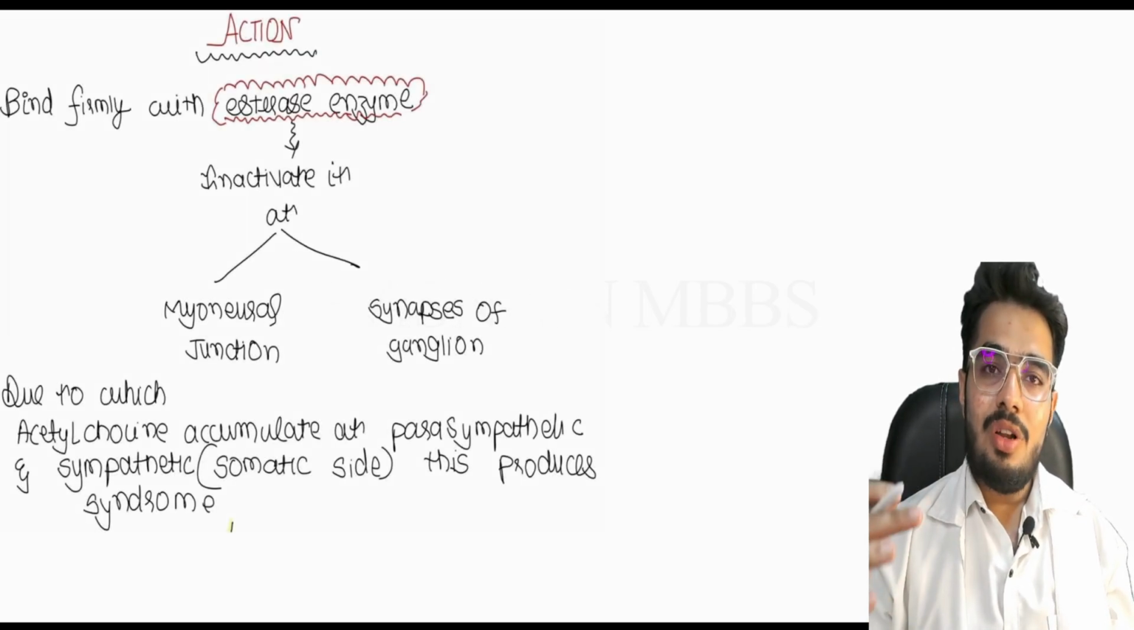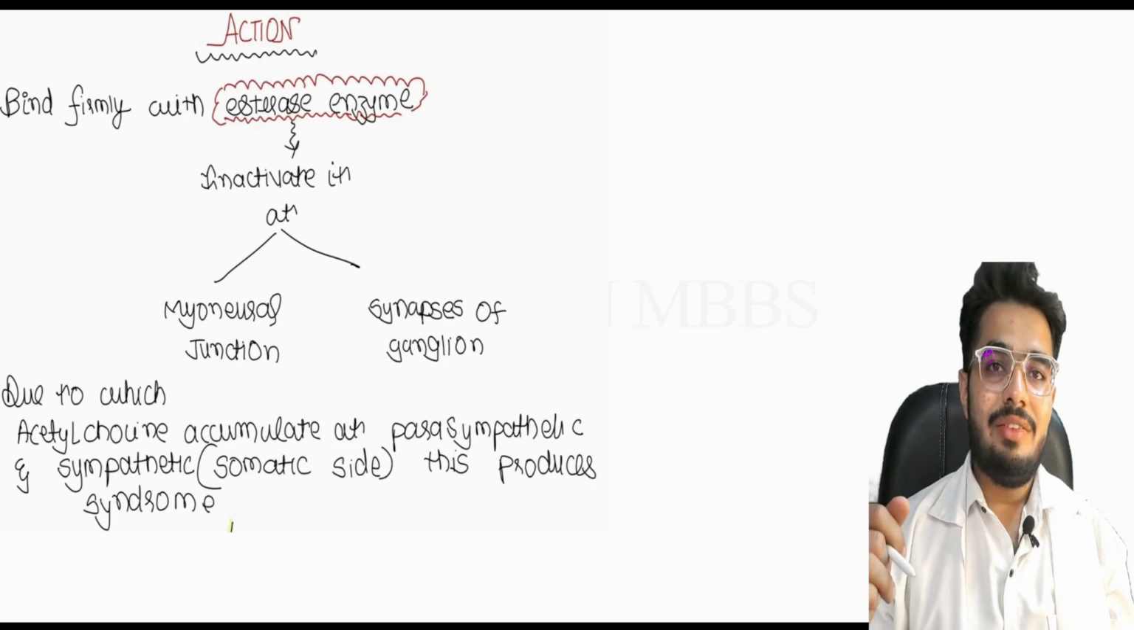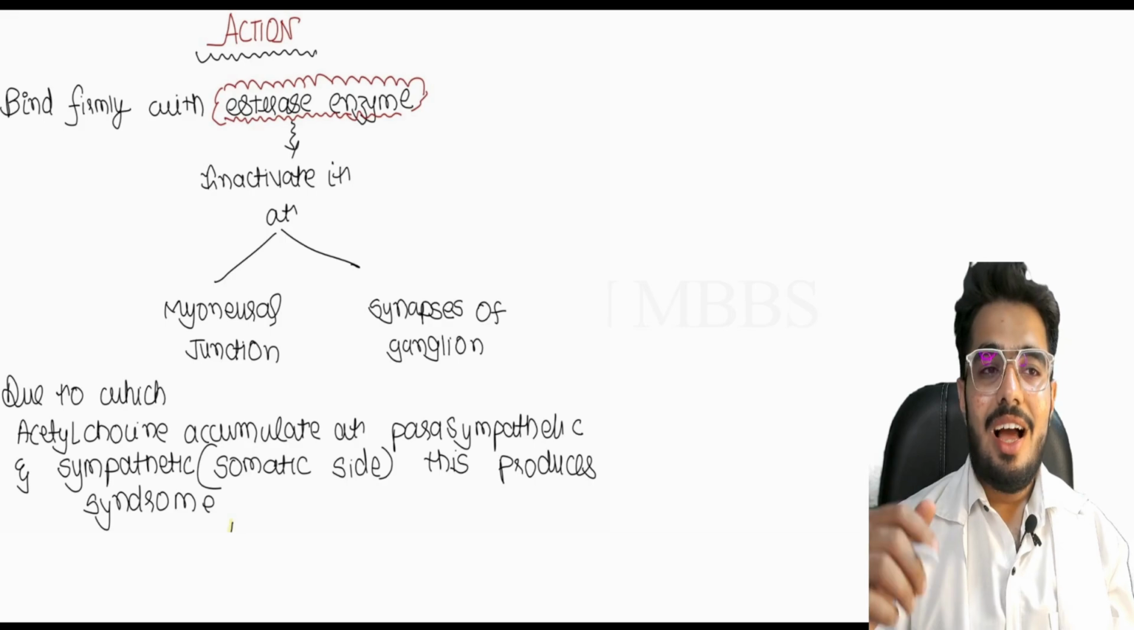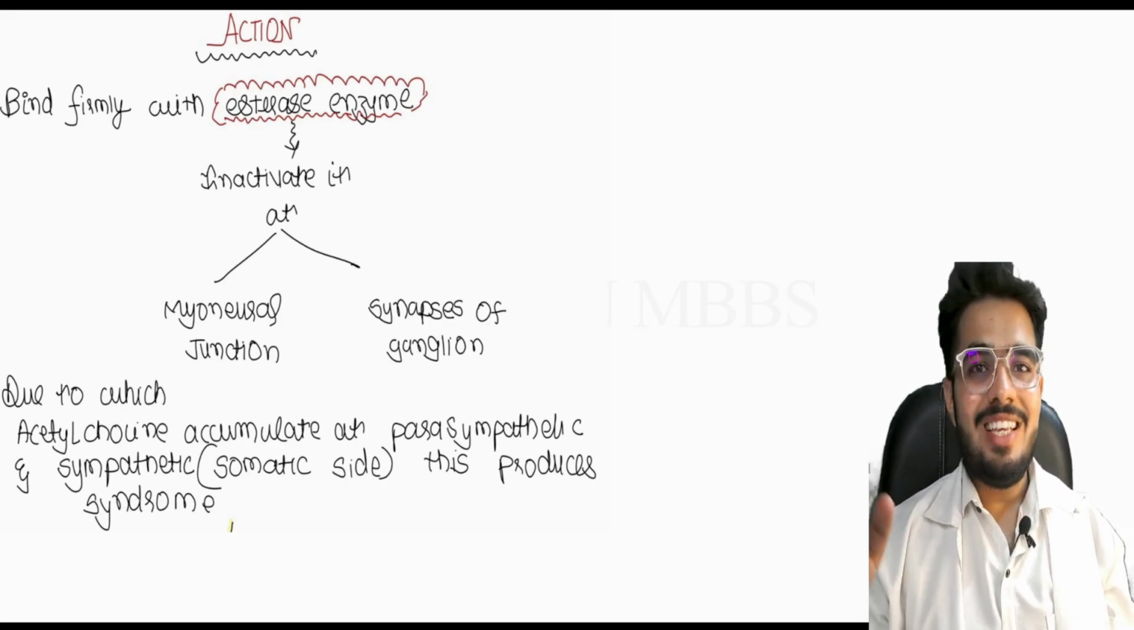The organophosphorus compound binds firmly with the esterase enzyme and causes its inactivation at the myoneural junction and synapse of the ganglion. As a result, acetylcholine gets accumulated at the parasympathetic and sympathetic sites, and this produces a syndrome. Let me explain this with a really easy diagram.